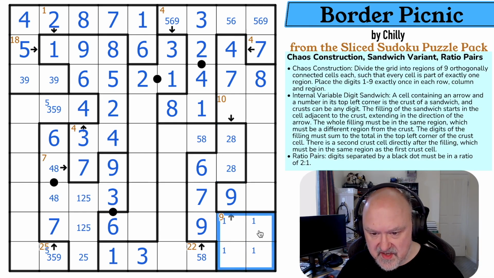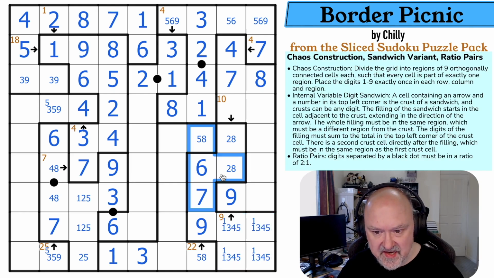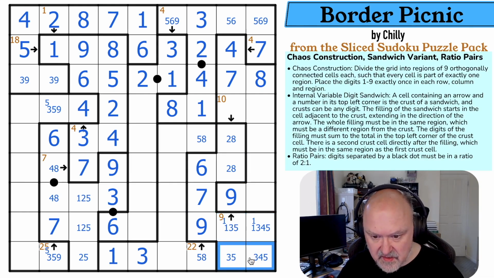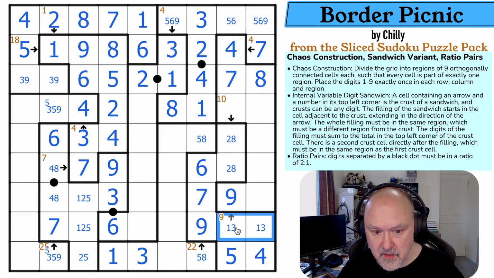So what are these digits? 1, not 2, 3, not 3, 4, 5. I have 6, 7, 8, and 9. So these are 1, 3, 4, 5. There's no 4 in here. There's no 1 in here. There's no 3 in here. So this is 5 and 4. These are the 1, 3. And I'm not sure how to resolve that.